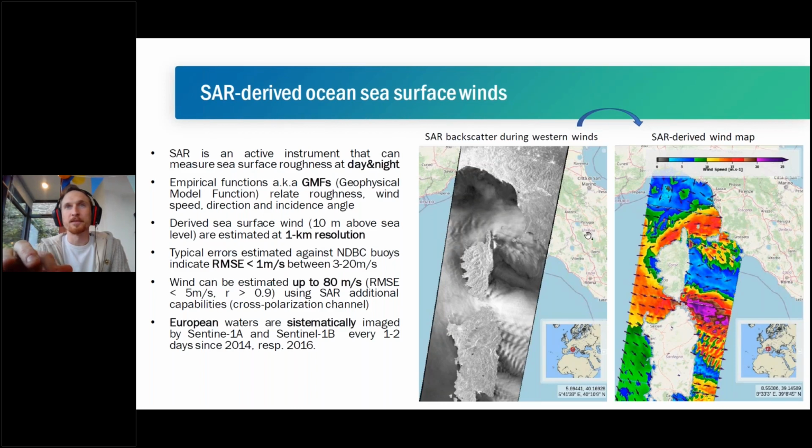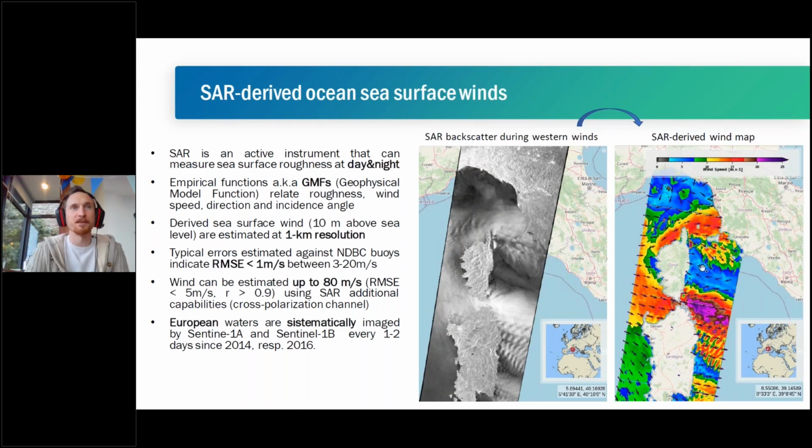And through such empirical functions, we can derive from this sea surface roughness measurement that was acquired over Corsica and Sardinia an image of the wind map that is shown on the right side, where you can see some quite intense winds under some western wind conditions, and you can see very large acceleration and deceleration due to topography.